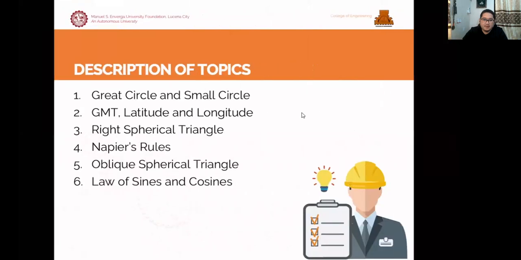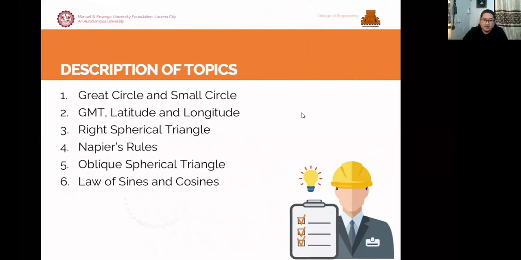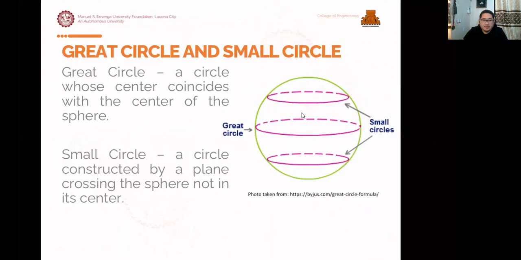Okay? So a description of topics natin for this session. So we have yung great circle and small circle. So what is the difference between those two? Then we will be discussing yung GMT, latitude and longitude, kung ano yung ibig sabihin ng mga yan. Then right spherical triangle, and then kung ano yung solution na ginagamit for right spherical triangle, which is yung Napier's rule natin. Then oblique spherical triangle and solution na ginagamit natin, which are law of sines and cosines. Okay? So yan. So start tayo sa great circle and small circle.